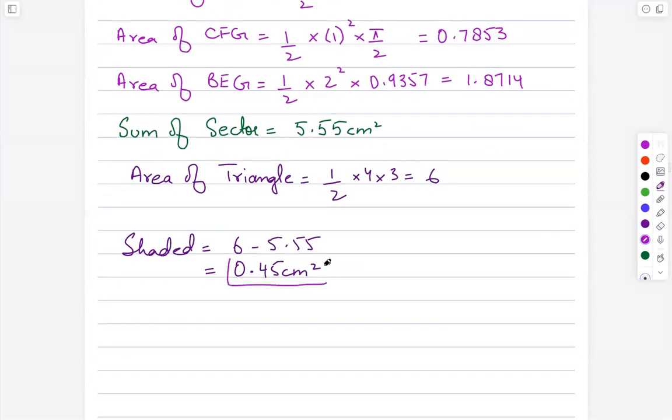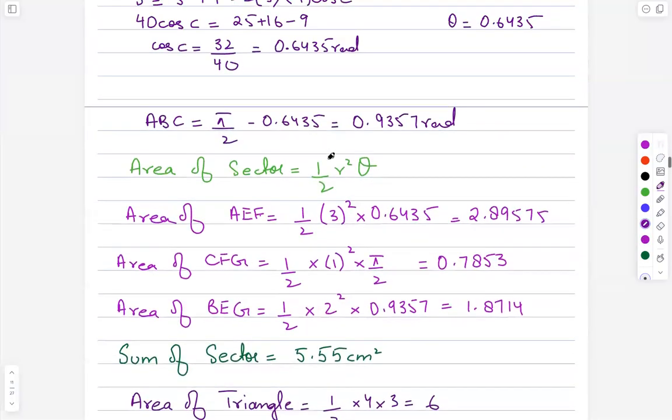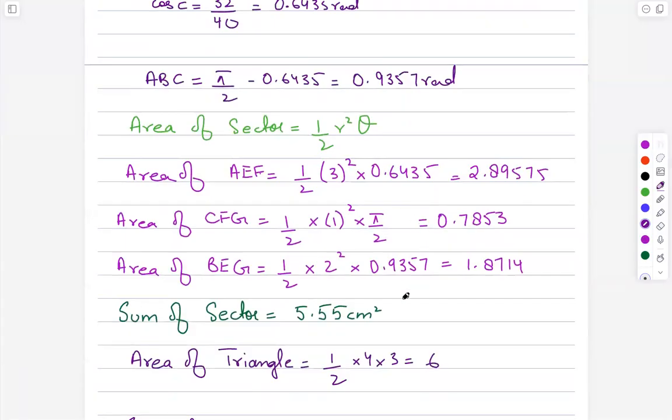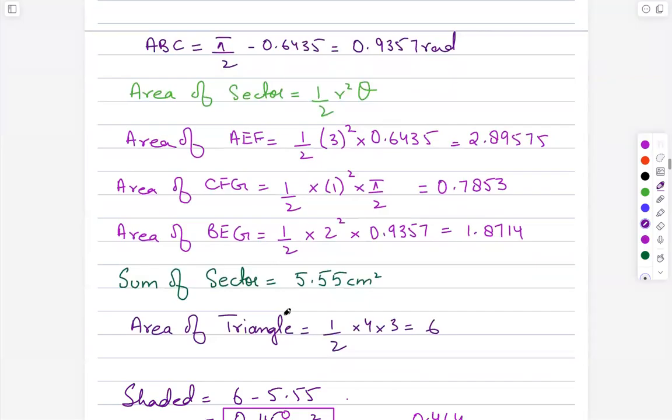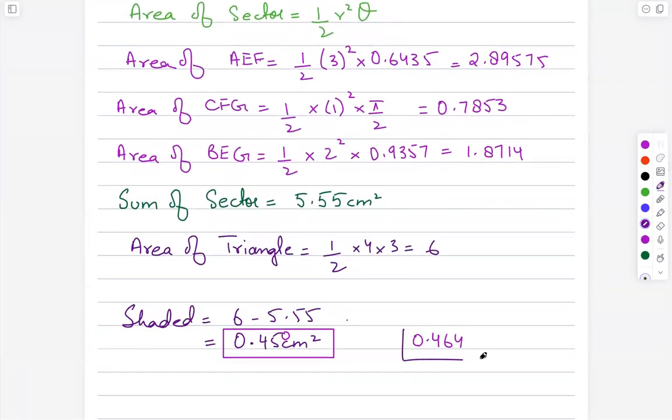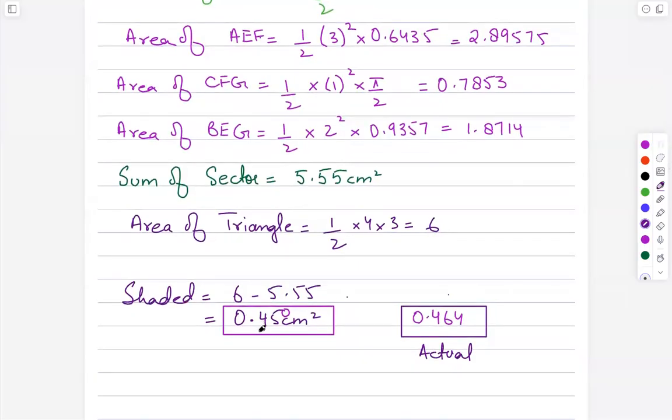Now in the mark scheme, if you look, the answer for the area of the shaded region is given as 0.464, as we have to give our answer to three significant figures. If I subtract 5.55 from 6, this will become 0.450. This change of answer can happen because of some rounding off that has been previously done. So it is better to not round off the answers, and we should only round off the final answer and then give our answer to three significant figures. So this is the actual answer for the area of the shaded region. And if we give this answer as over here, this will result in a loss of mark. One mark will be deducted for the accuracy mark. So we'll have to make sure we do not round off the answers until the final part.